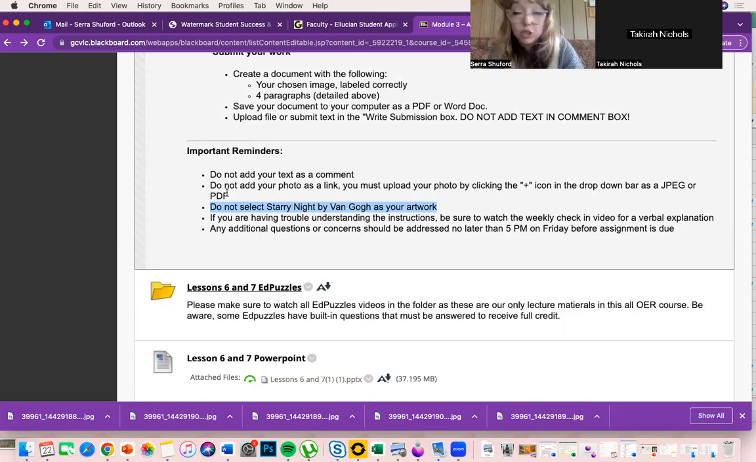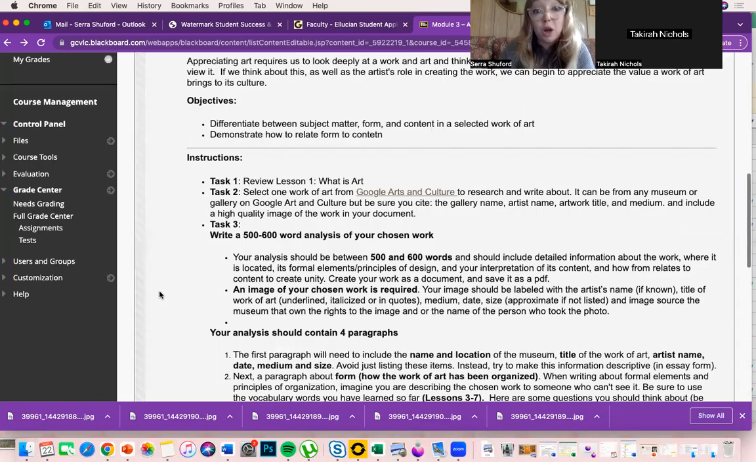In lessons 3 through 7, I use Starry Night a lot of the time to express how form is used or how color is used and so on. And so it's just a little bit reductive to use that for your artwork for this assignment. But that is all we have due for this week.